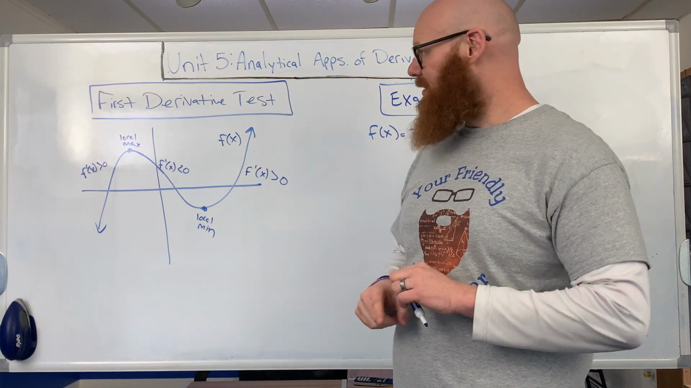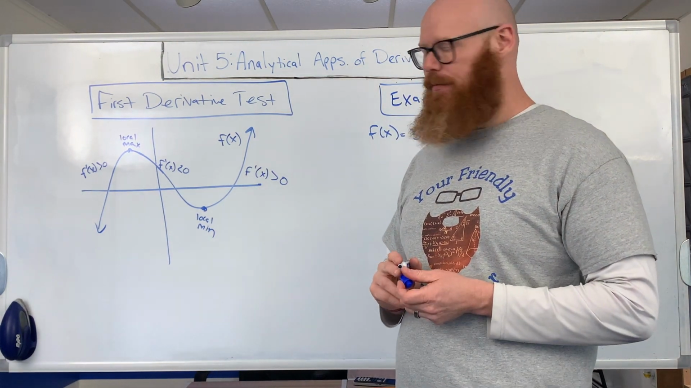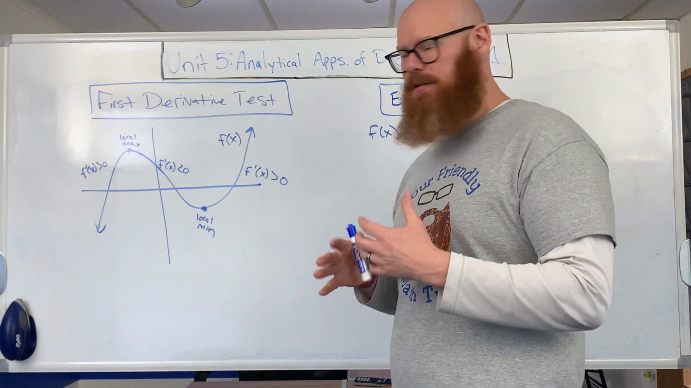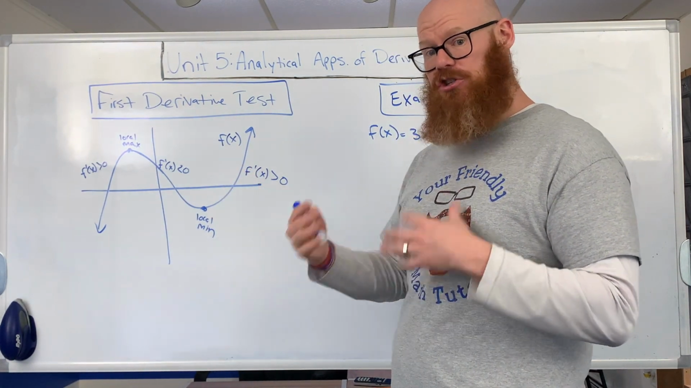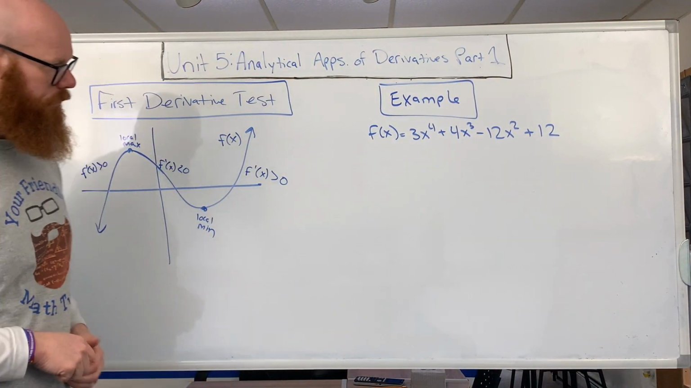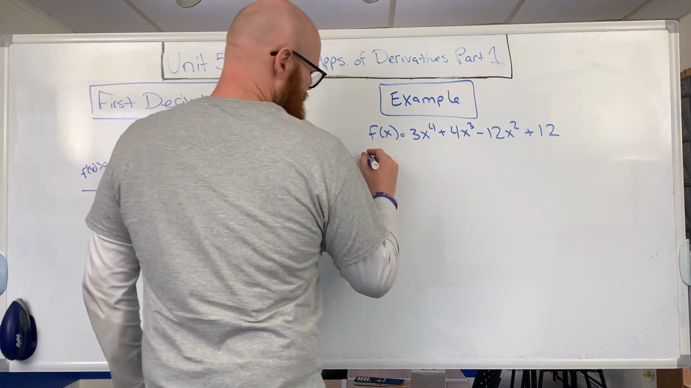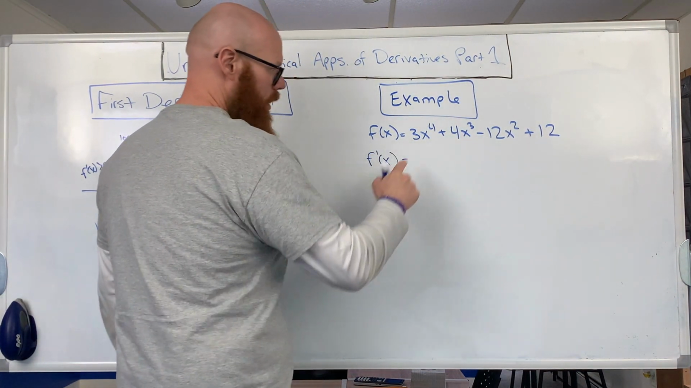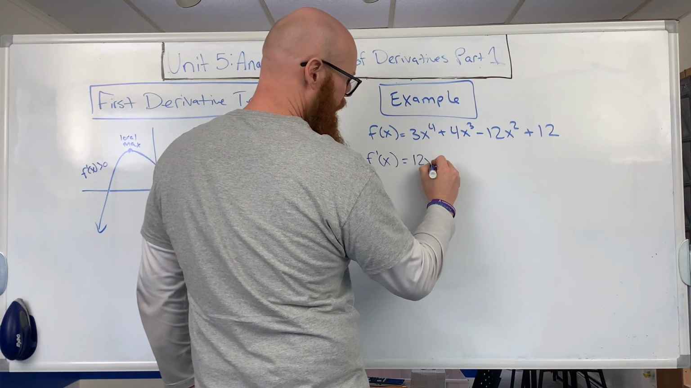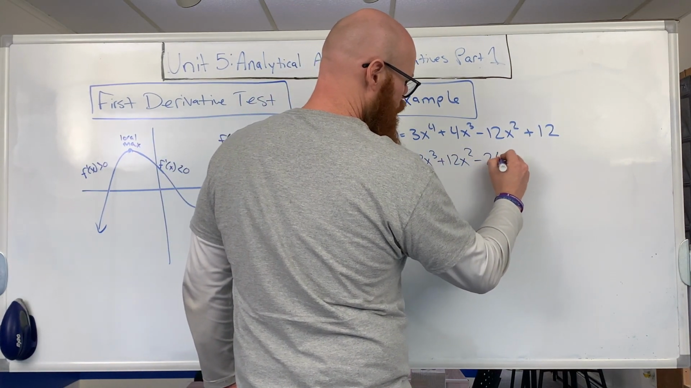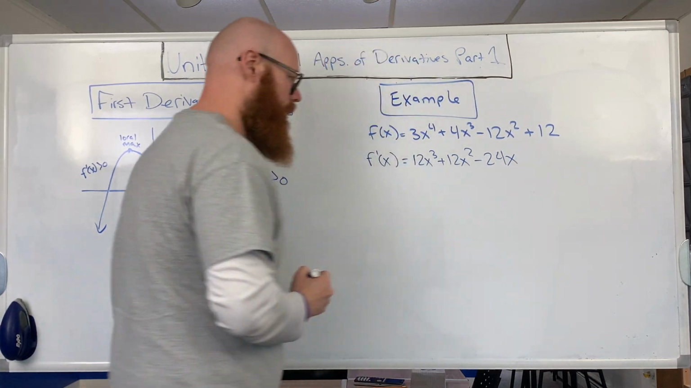So now we can develop this idea of a first derivative test to figure out where we have local mins and local maxes without having to look at the graph, just given a function. So let me illustrate that here with an example. The first thing we're going to do is take the derivative. So we get 12x cubed plus 12x squared minus 24x.